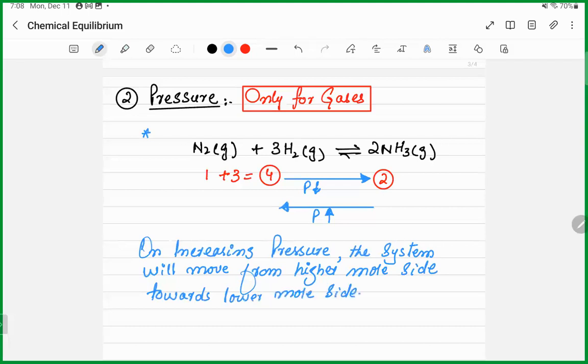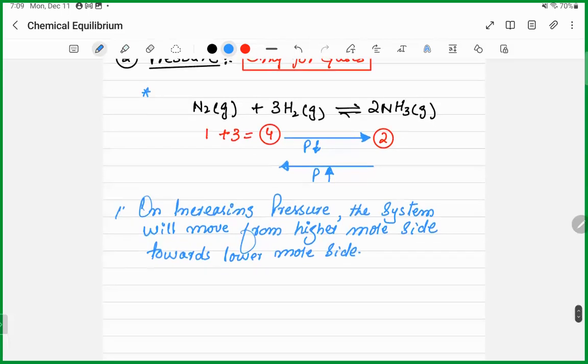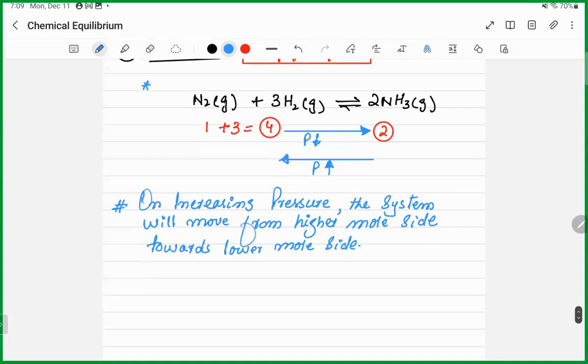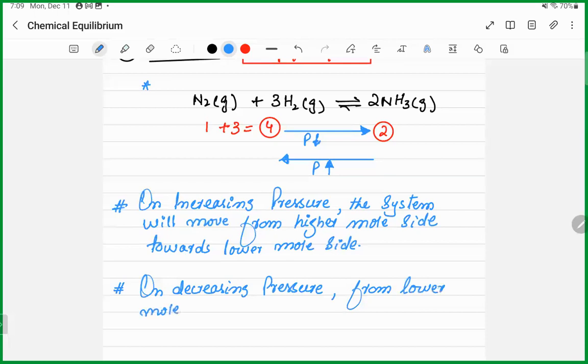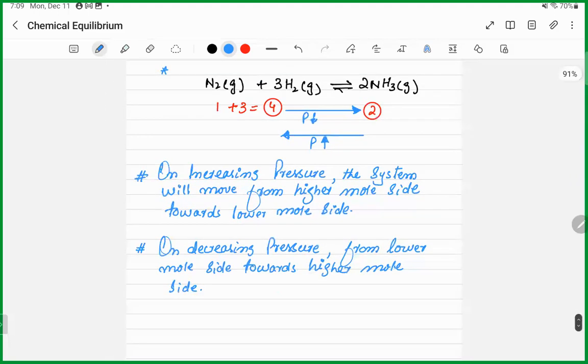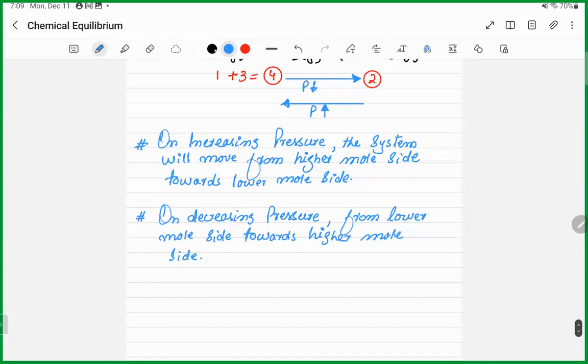ठीक है? Higher mole side towards the lower mole side. ठीक है? This is basically the concept of, and vice versa on decreasing pressure, it moves from lower mole side towards higher mole side. ठीक है? सो प्रेशर का इफेक्ट, आप प्रेशर इंक्रीज करेंगे लोअर मोल से हायर मोल की तरफ.